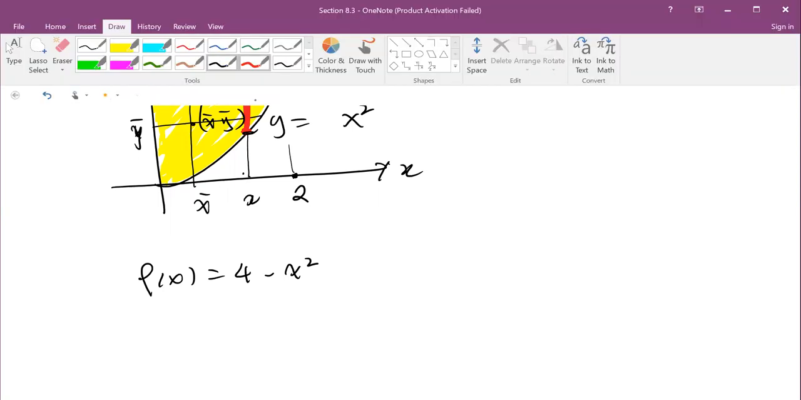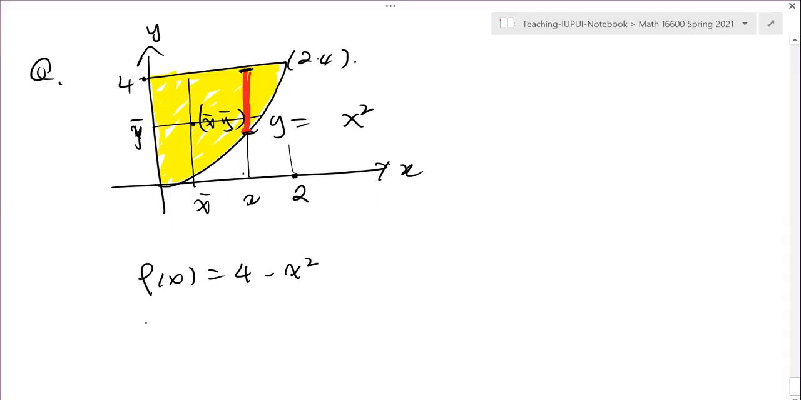Then, where's the middle point? The y coordinate of this middle point is here. So the middle point is half of 4 plus x squared. Yeah, it's a half of 4 plus x squared.